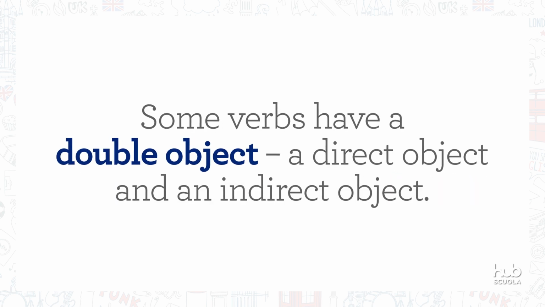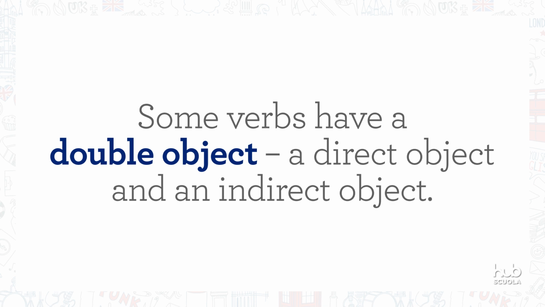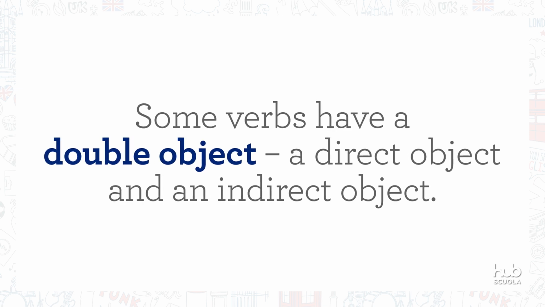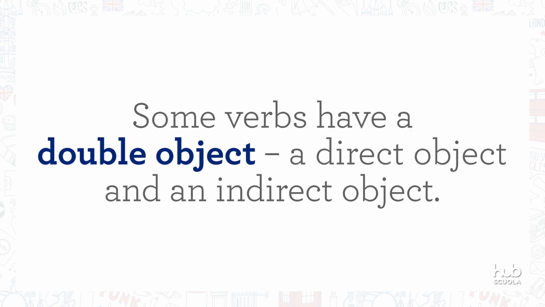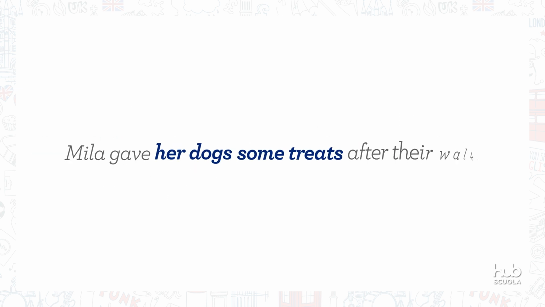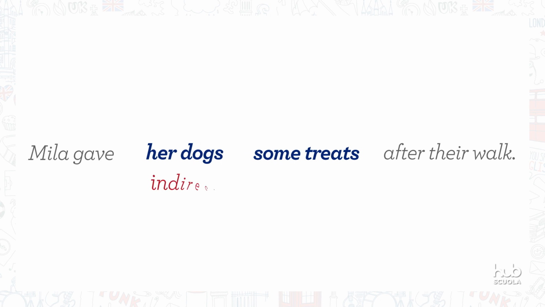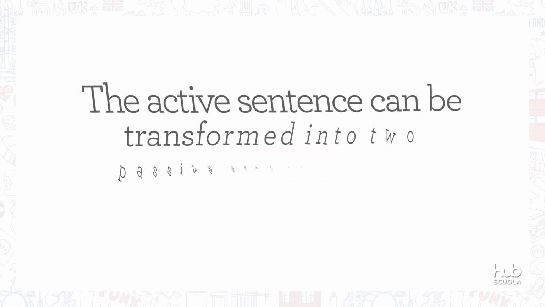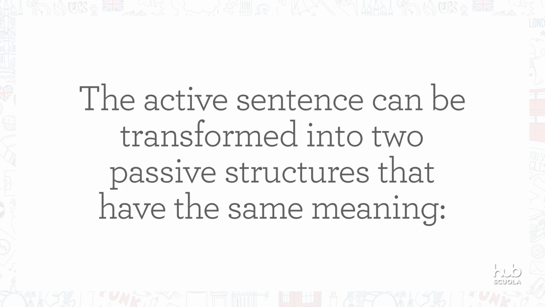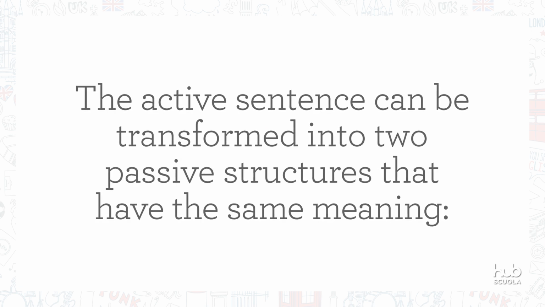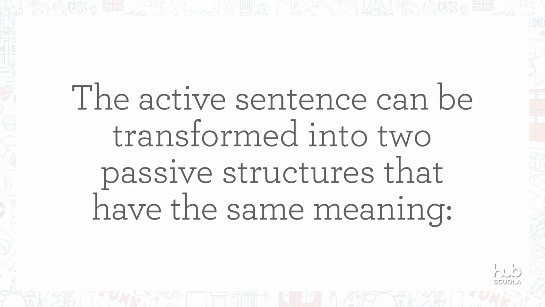Some verbs have a double object, a direct object and an indirect object. For example, Mila gave her dogs some treats after their walk. Indirect object, direct object. The active sentence can be transformed into two passive structures that have the same meaning.